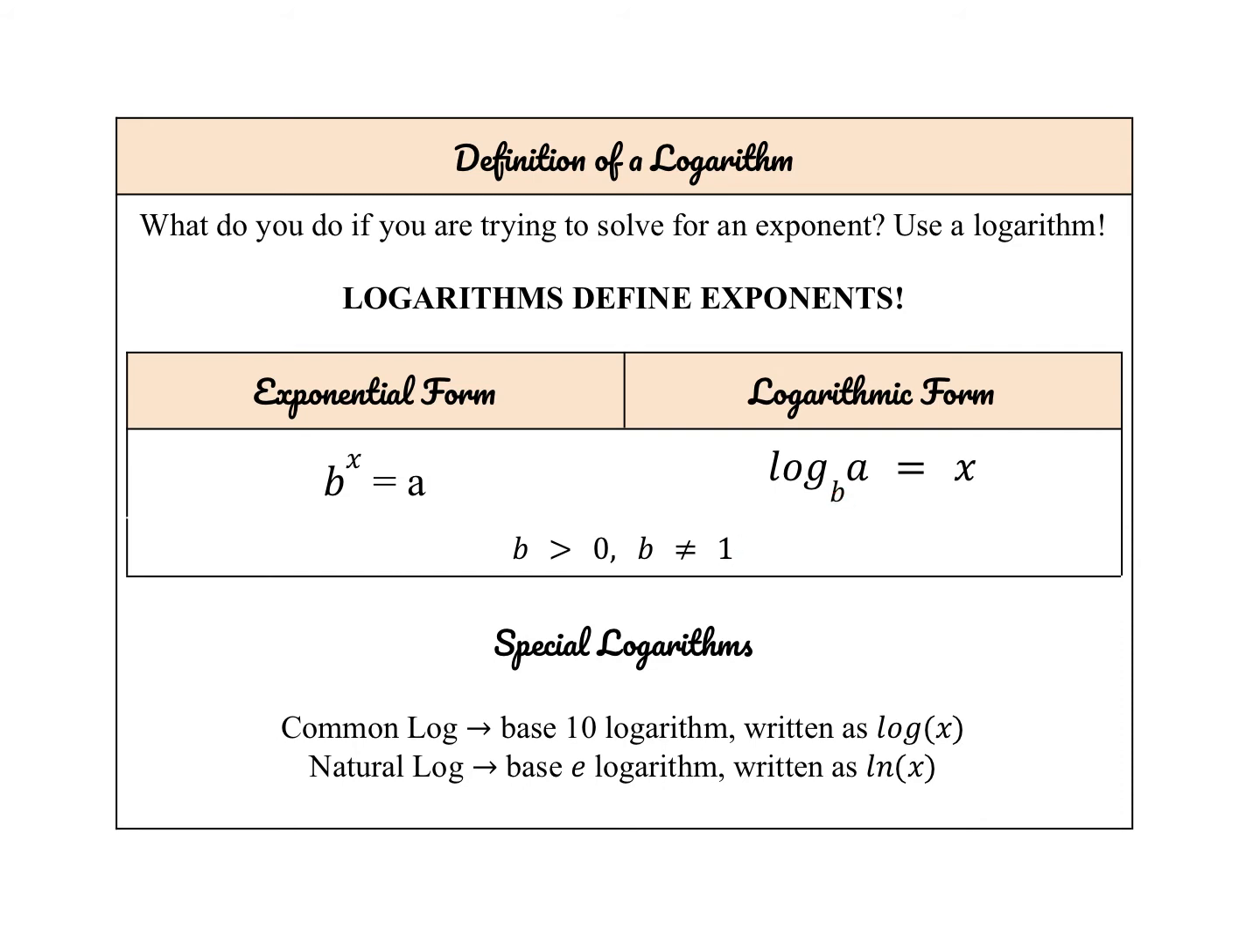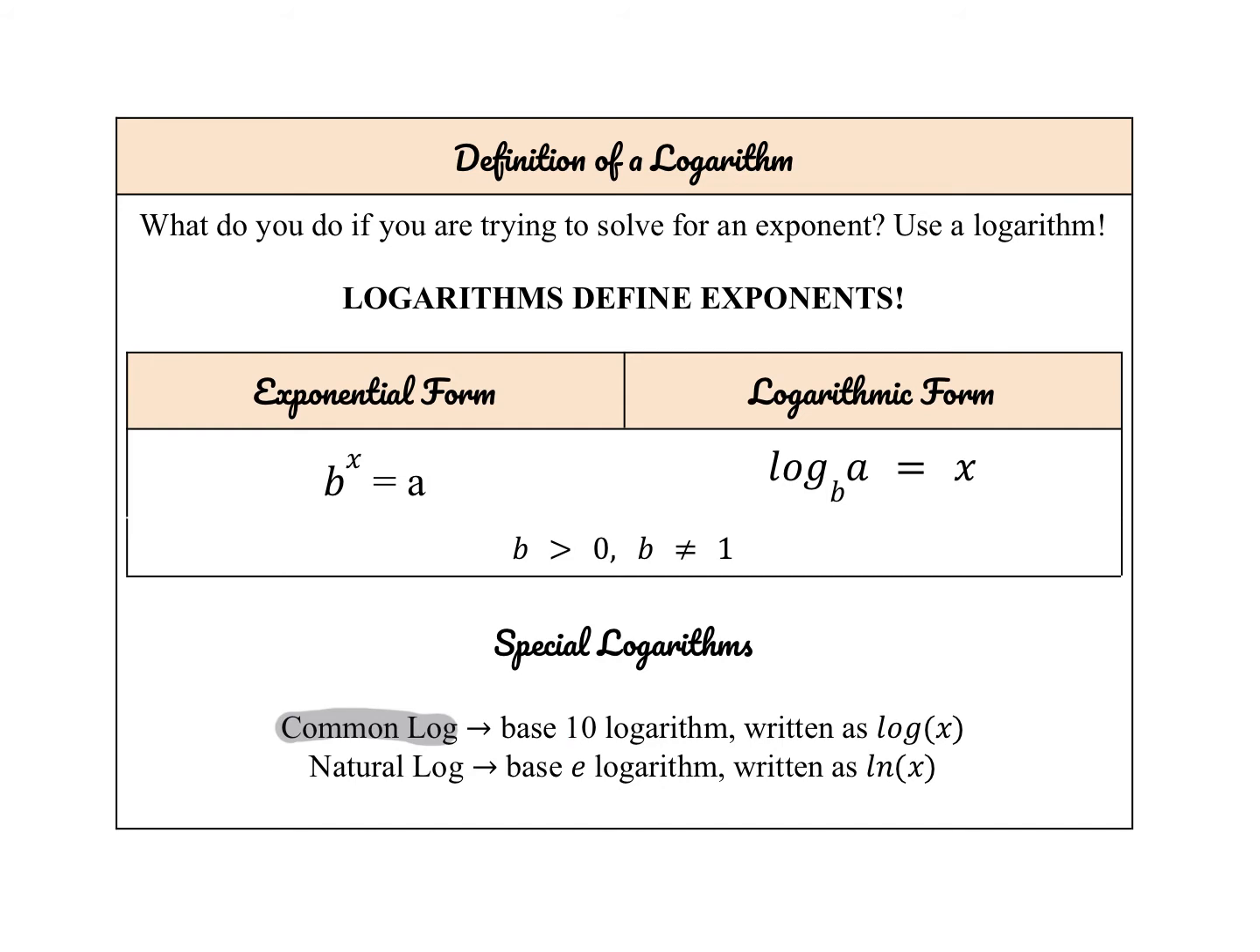There are a couple types of special logarithms. The first is called a common log. A common log is when you have a base 10 logarithm. When you write it, we would just write log of x. You don't actually write the base 10, but it's important that you know whenever you don't see a base and it's written like this, it is implied that it's a common log, which is base 10.